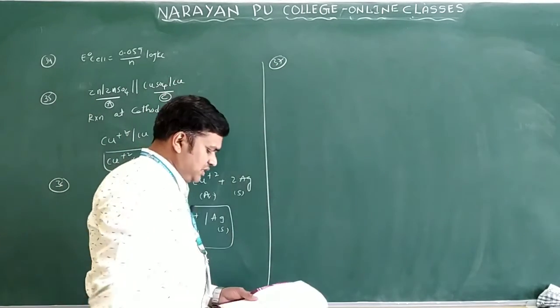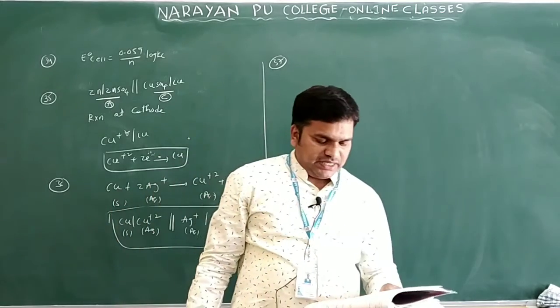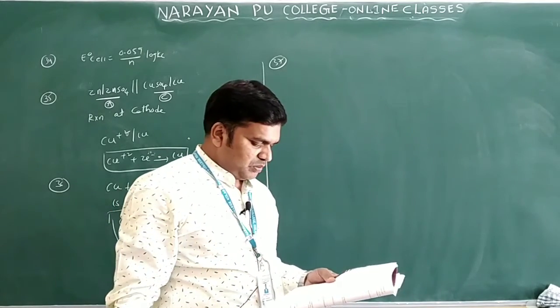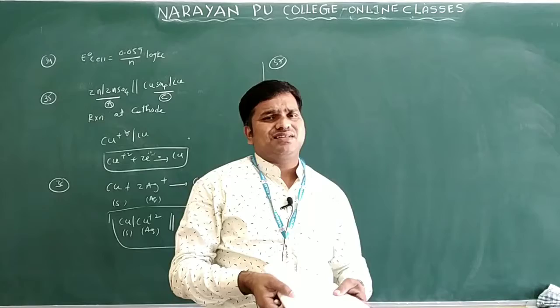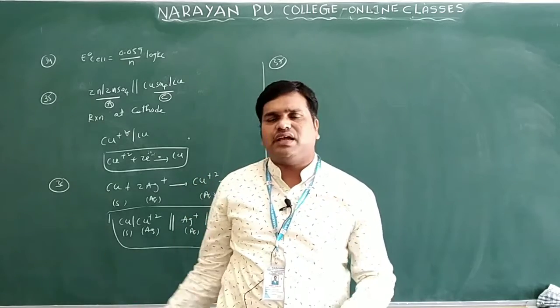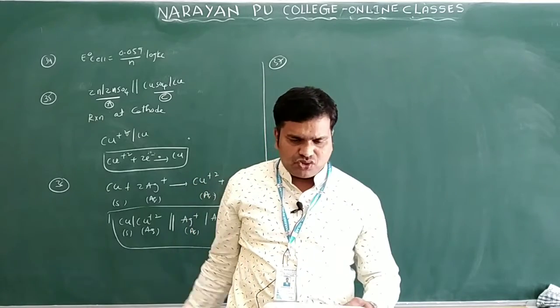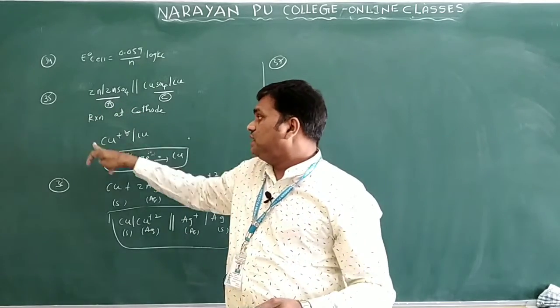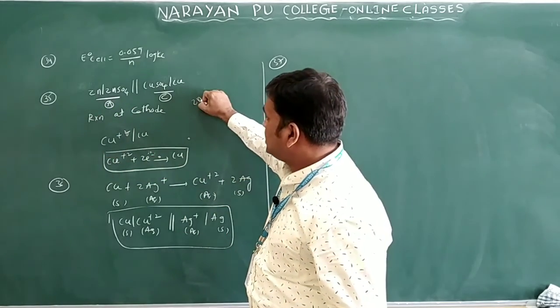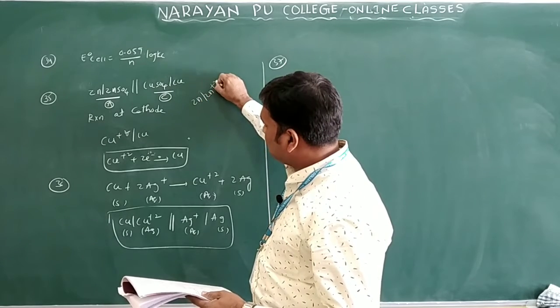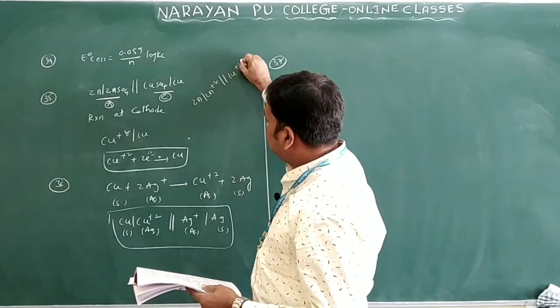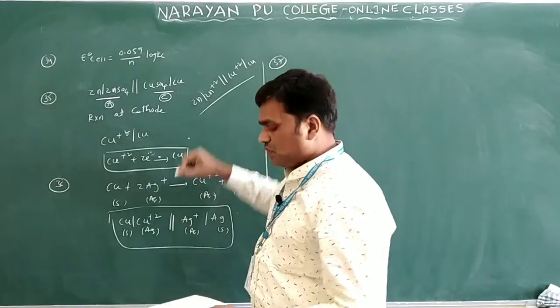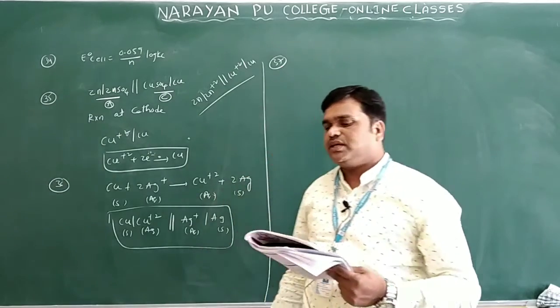Question number 37 we will see. Zn+2 anode, Cu+2 Cu cathode. What cell is it? Daniel cell or galvanic cell. So you will take option 2. Simply here, I will write this reaction like this: Zn | Zn+2 || Cu+2 | Cu. This is the reaction that takes place in the cell.